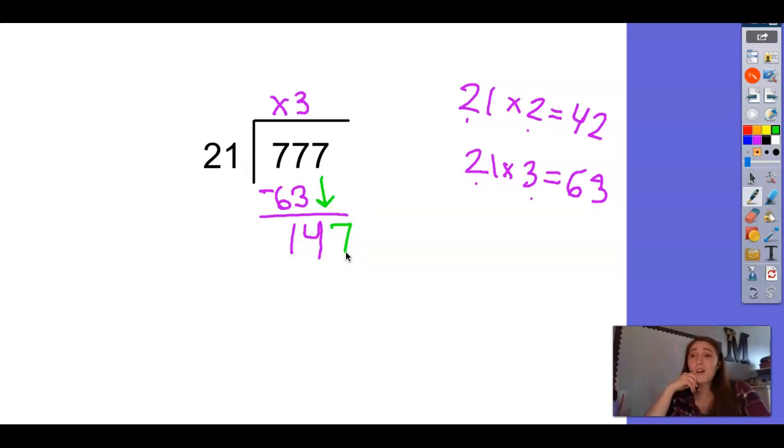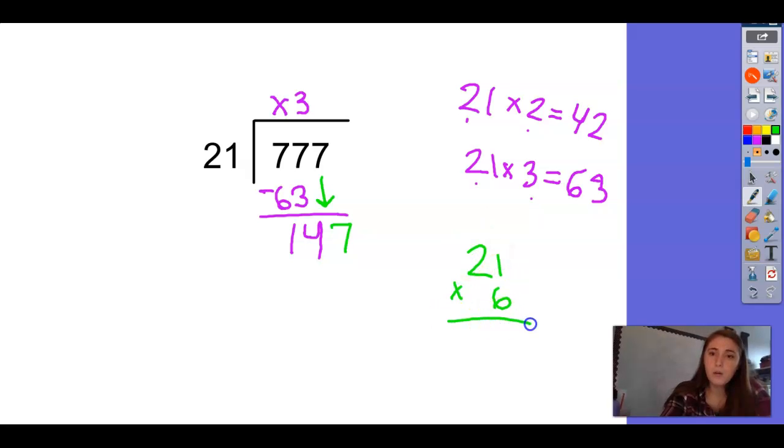But this looks a whole lot more complicated to me. I know I can fit 21 into 147, but I'm not quite sure how many times. I know it's at least 3 because 21 times 3 equals 63. What about if I double that? What if I do 21 times 6?